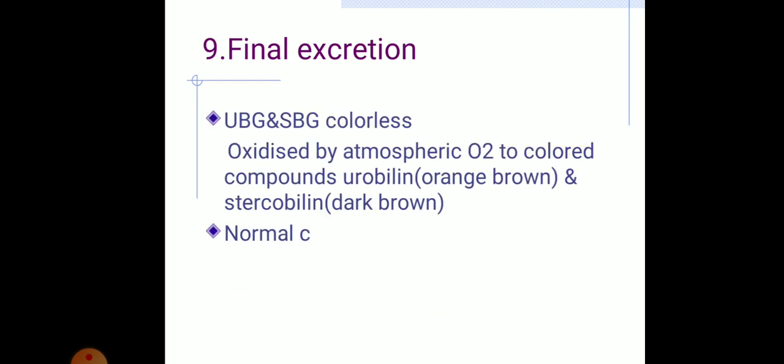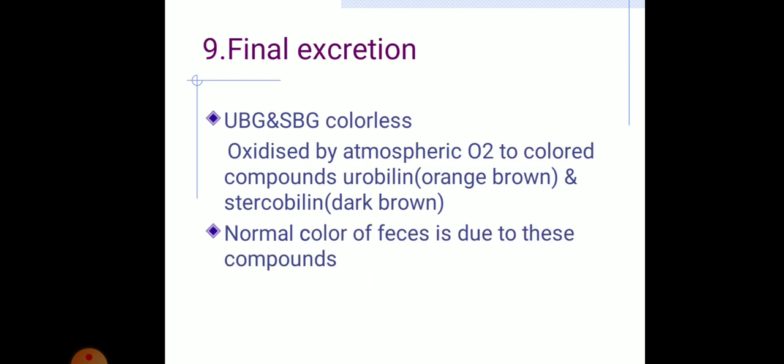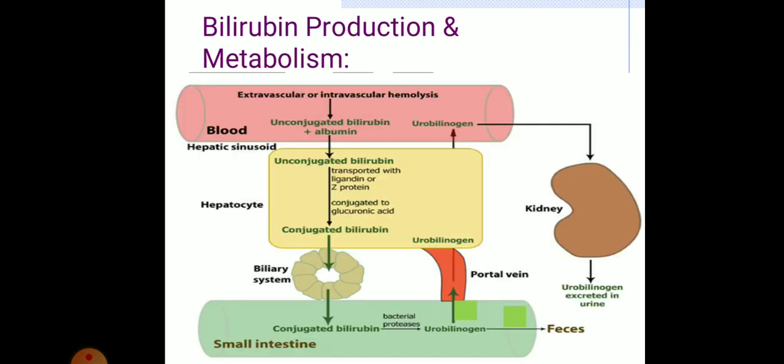This is the final excretion. Stercobilinogen is colorless and it is oxidized by atmospheric oxygen to the colored compounds urobilin and stercobilin. Urobilin is orange brown and stercobilin is dark brown. The normal color of feces, orange brown, is due to urobilin and stercobilin.